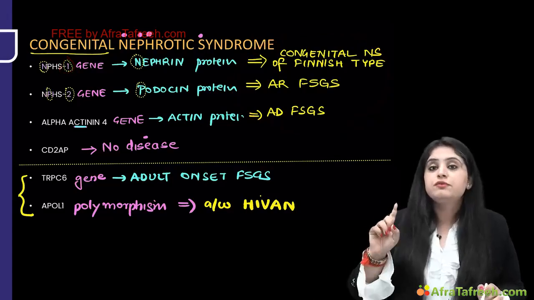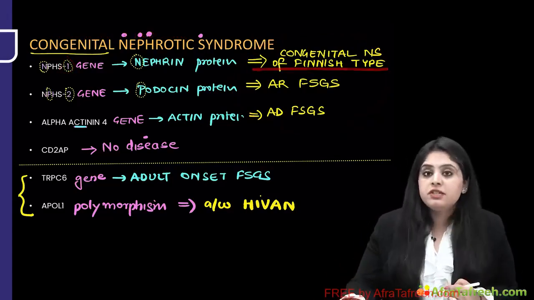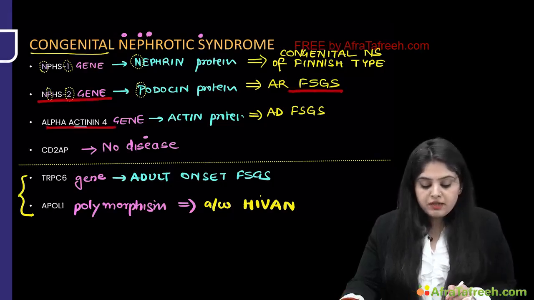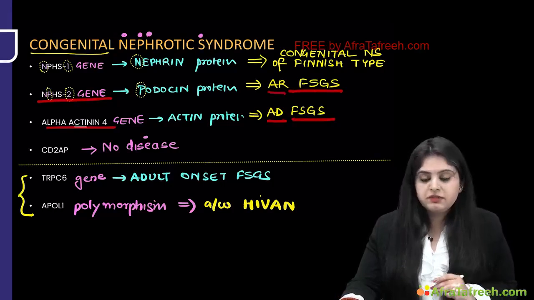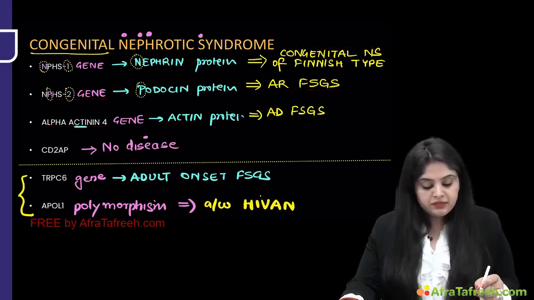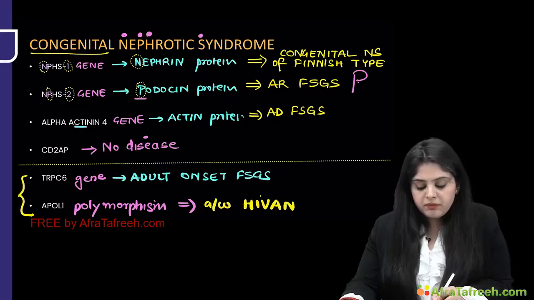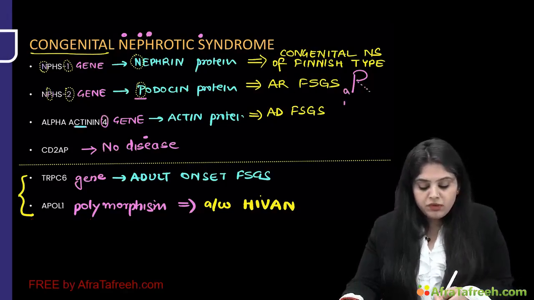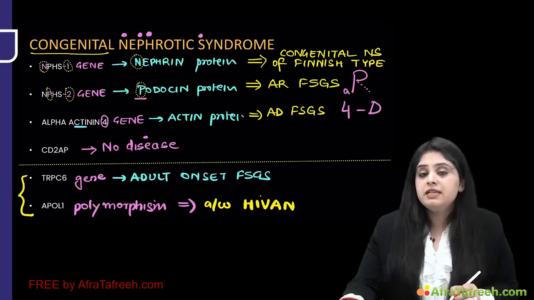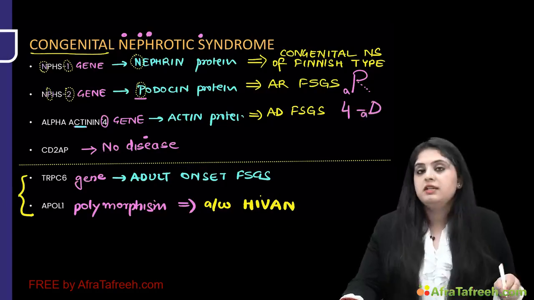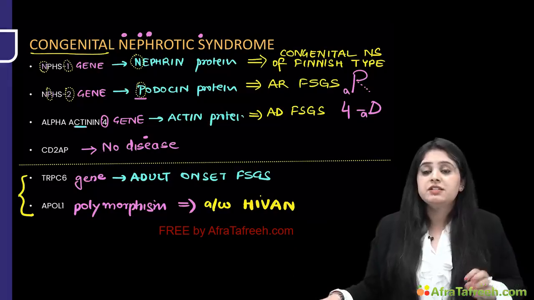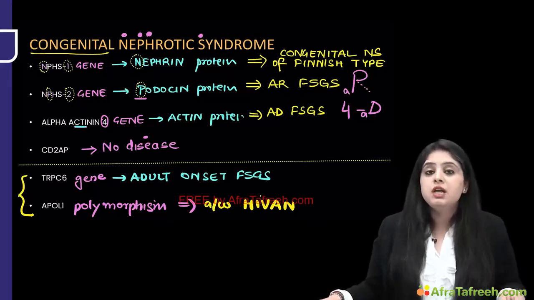NPHS1, the first to finish the race. So remember, this causes congenital syndrome of the Finnish type. Then out of NPHS2 and alpha-actinin 4, I realize both of them cause FSGS. One is dominant, one is recessive. So there are 2 ways of learning it. This is a problem in podosin. Podosin problem, that is autosomal recessive variety. Or you can learn alpha-actinin 4, and 4 is nothing but the 4th alphabet: A, B, C, D. So that is the autosomal dominant variety. Whatever mnemonic works for you. Podosin PR, that is autosomal recessive FSGS. Alpha-actinin 4 is A, B, C, D, so it's autosomal dominant FSGS.